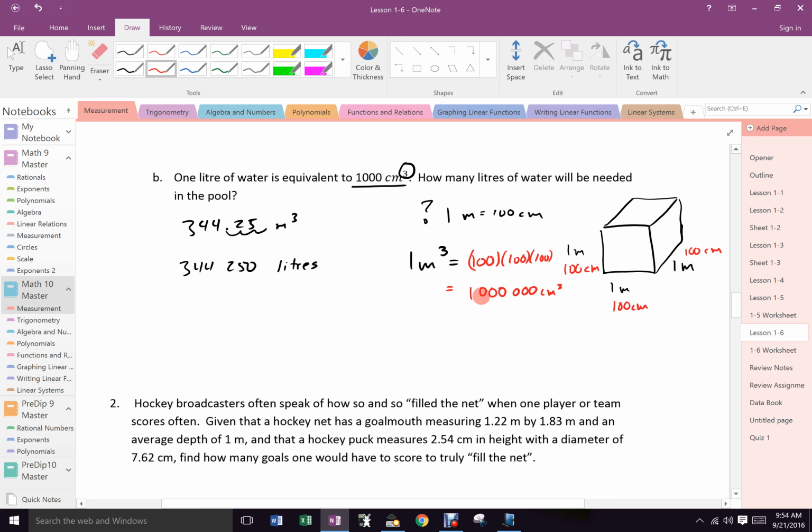So 1 meter cubed is 1 million centimeters cubed, right? Everyone agree? So this meters cubed, I got to add a whole bunch of zeros and then divide by 1,000, don't I? I want meters cubed and centimeters cubed, yes?